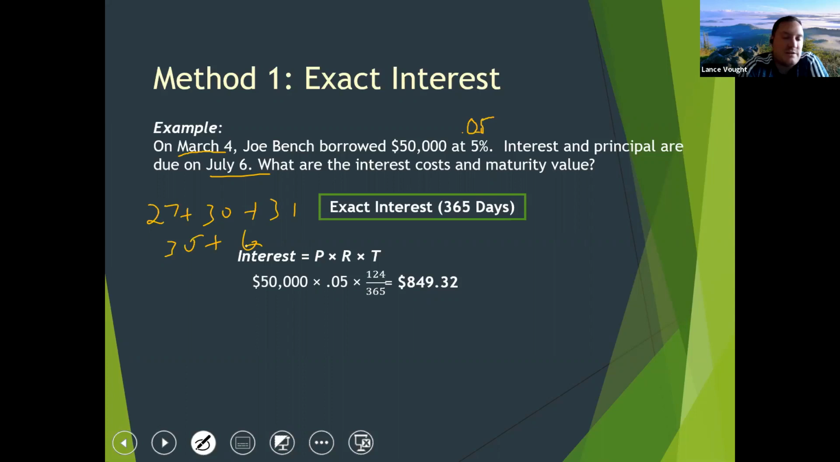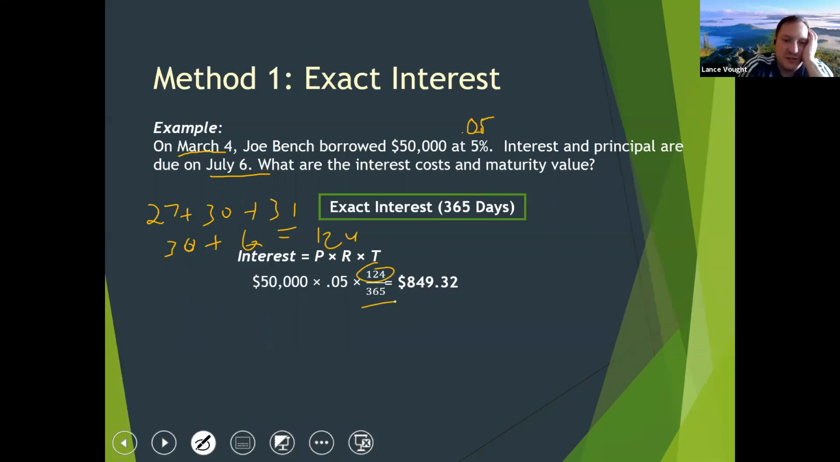Oh, that's right. I just did bad math. I said 35, not 30. There's not 35 days in June. So yeah, that's right. So 27, 30, 67, 98, or 88, sorry, 118, 124. There we go. So all that was just to calculate the number of days.